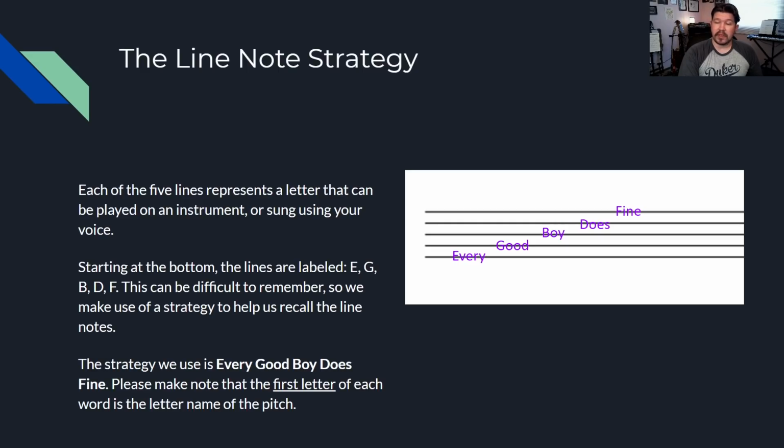So don't go thinking, once again, like I said before, that the second line there is the word good. It is not. The word good is something called a mnemonic, which is going to help us to remember something by associating a specific word or phrase with it. So that mnemonic for the lines, Every Good Boy Does Fine, shows us that we have E, G, B, D, and F for our line notes.